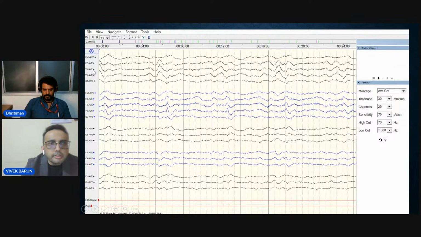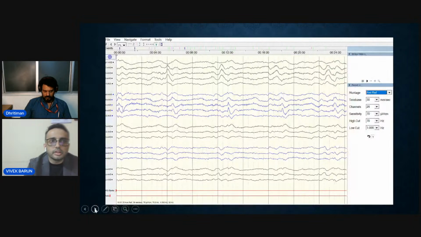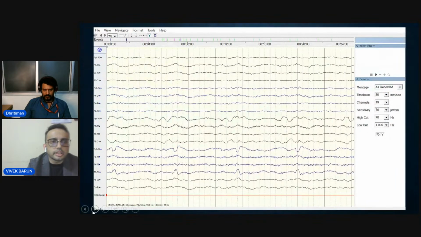Same finding in the average montage. You can see over the right side it is more sharp. Over the left side it is again asynchronous and less sharp. And the inter-discharge interval is around 1.5 seconds. So it is called short interval periodic discharges. Same finding in the average montage. Again, same thing.